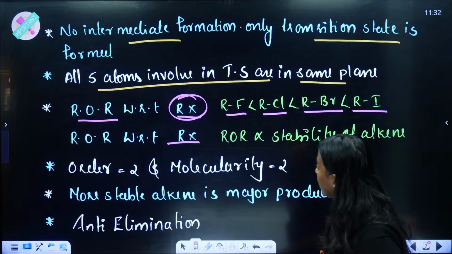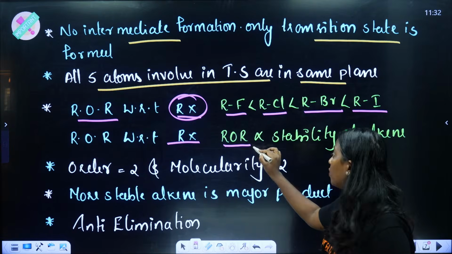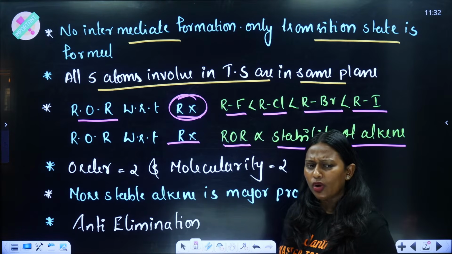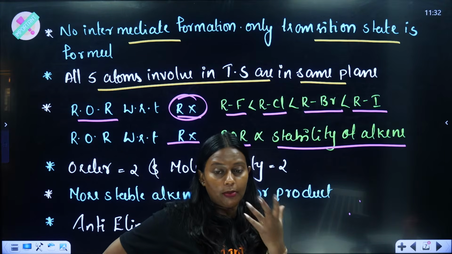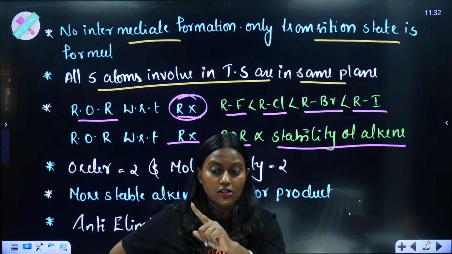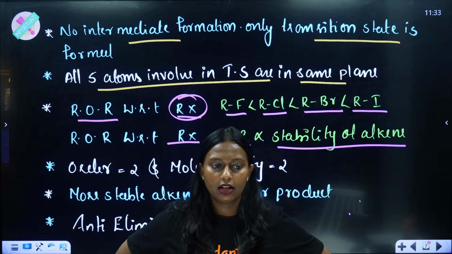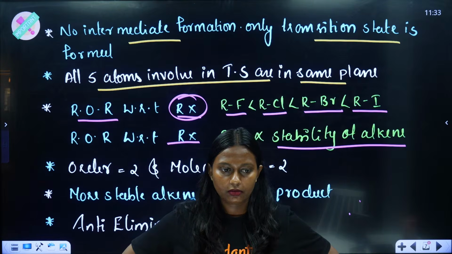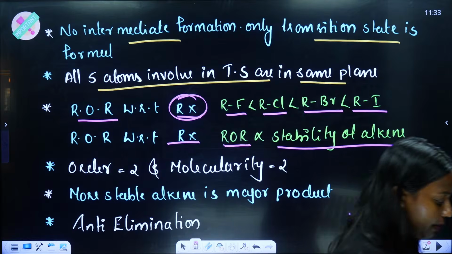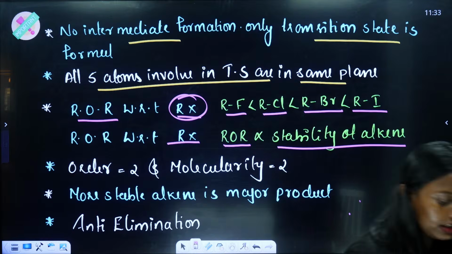So rate of reaction with respect to RX. Another one is that rate of reaction is directly proportional to stability of alkene. So how will we consider the stability of alkene? Which alkene is stable? How will we determine that? This is a stable alkene, this is not a stable alkene. How can we say that it is stable and unstable?